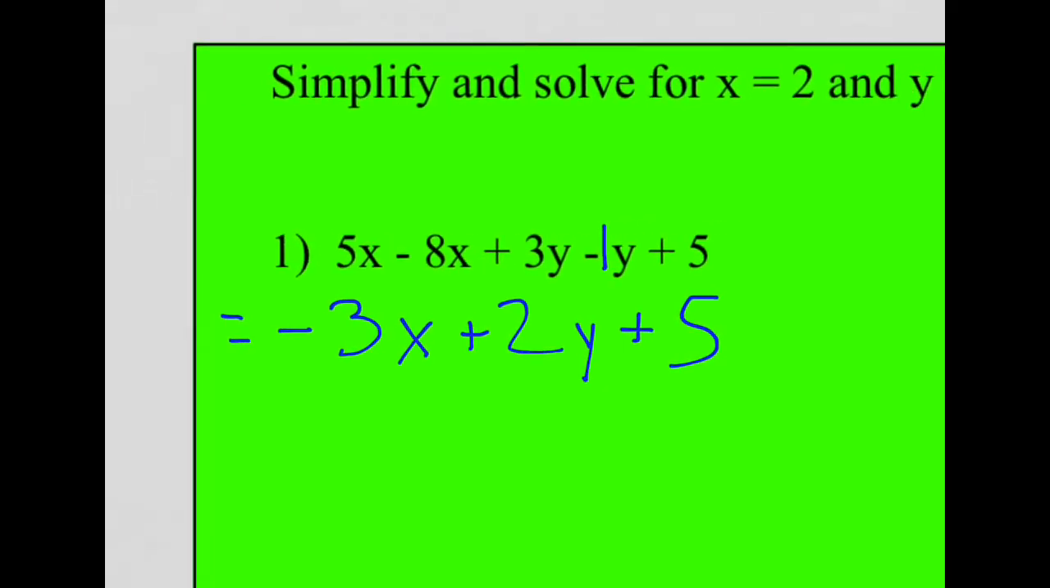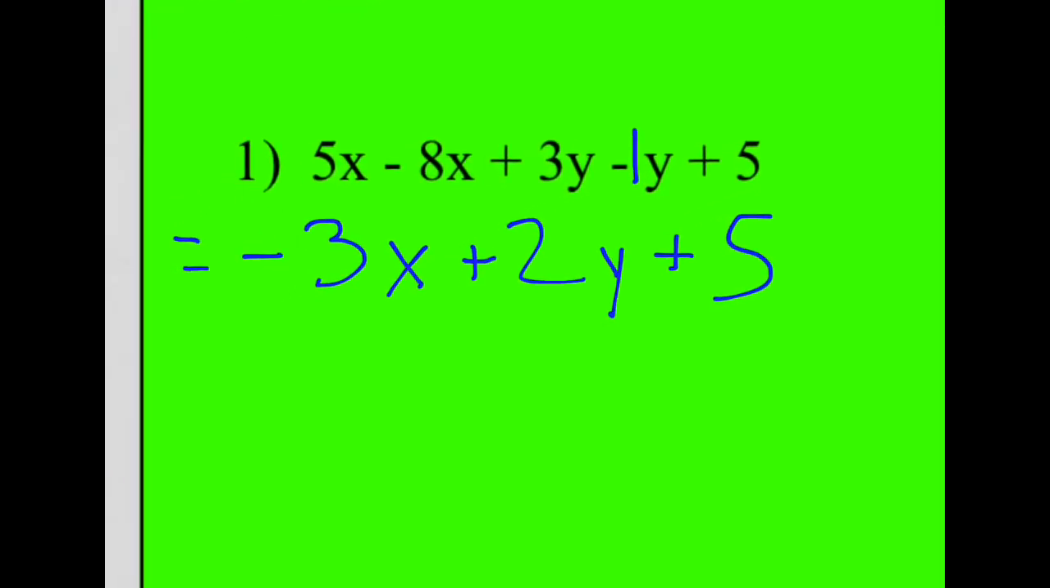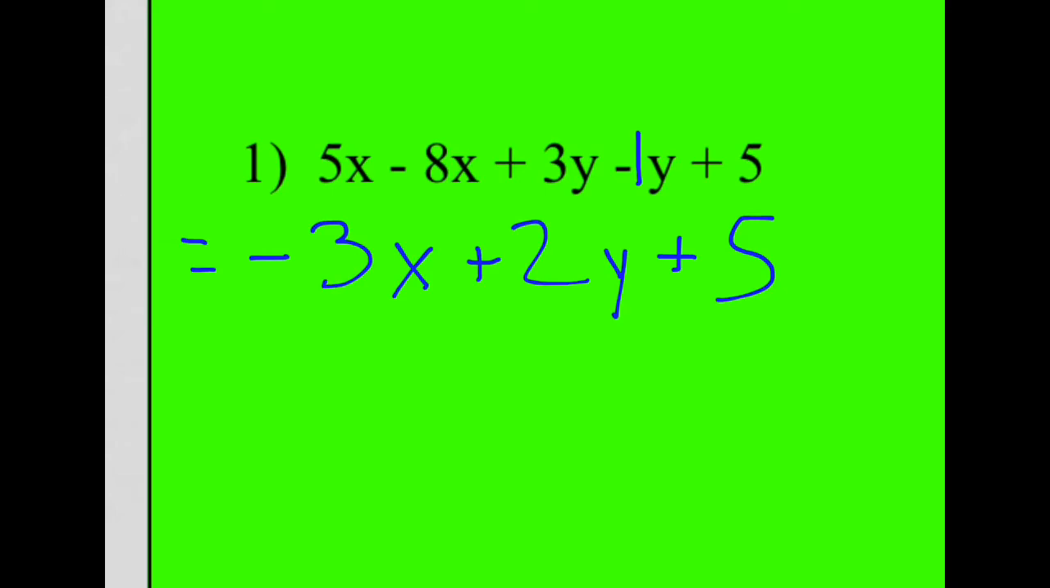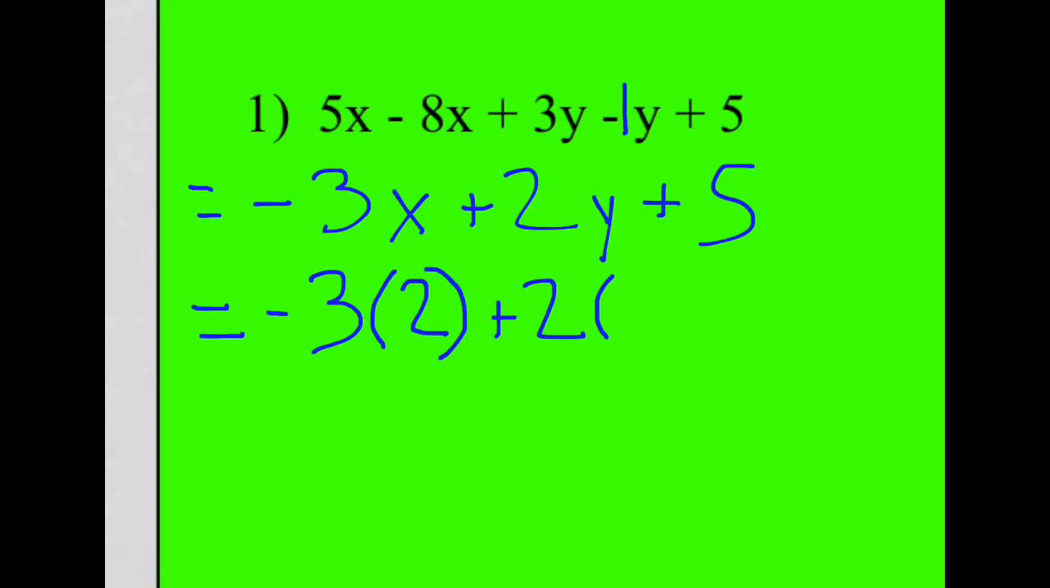Now, I've been asked to solve this for x is equal to -2 and y is equal to -1. So I'm going to use some substitution now. I'm going to work down the page. Negative 3 multiplied by x, and in this case we've said x is -2. So I'm going to substitute in -2 for x. Plus 2 times y, and then we said in this case y is -1. So I'm going to substitute in -1 for y. And I still have that positive 5.